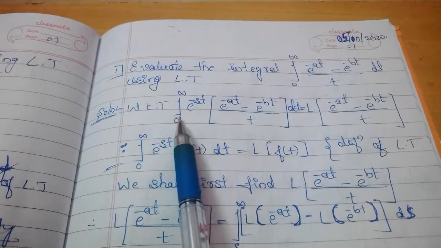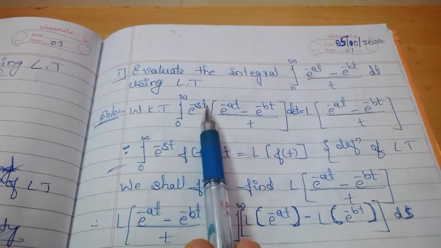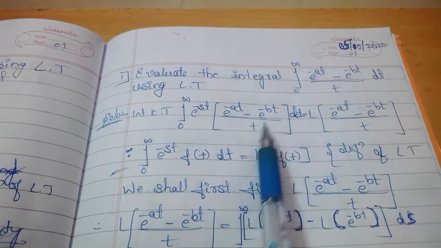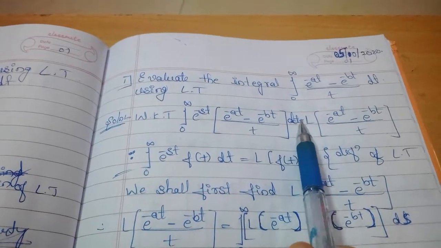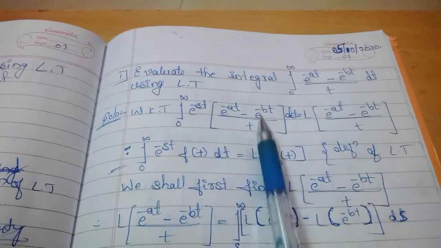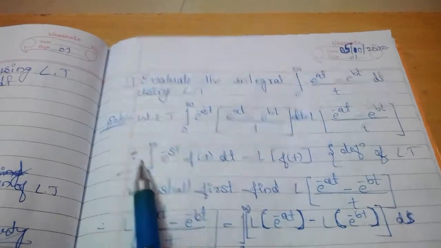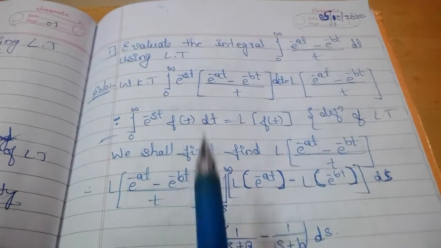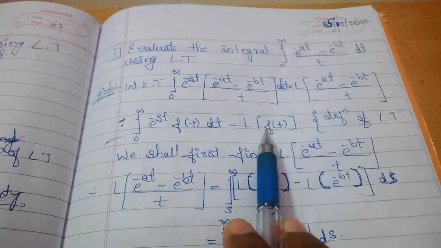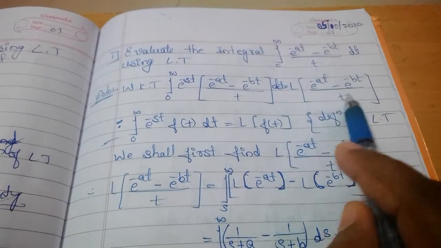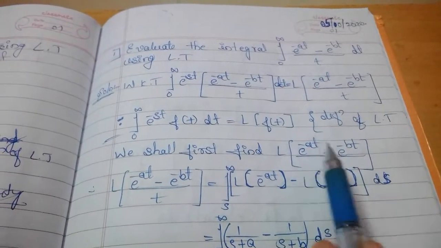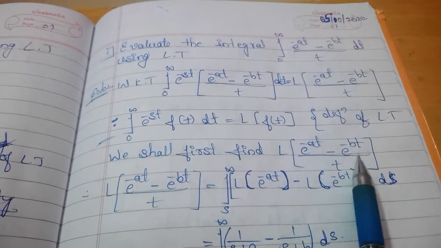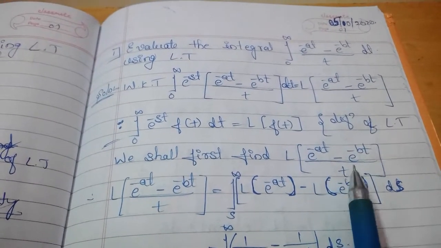Here we know that the integration from 0 to infinity of e raised to minus st, e raised to minus at minus e raised to minus bt divided by t, into dt, is equal to the Laplace transform of this f of t, because here we are using the definition of Laplace transform. First we have to find the Laplace transform of this f of t. Here our f of t is this one. To find this, we shall first find the Laplace transform of e raised to minus at minus e raised to minus bt divided by t.